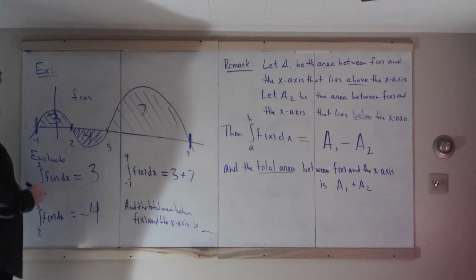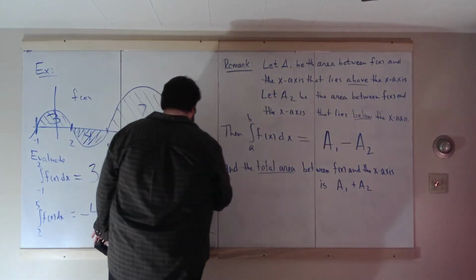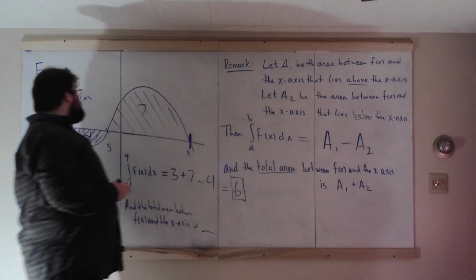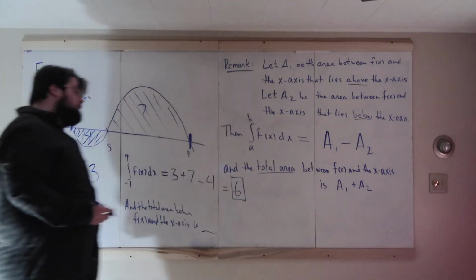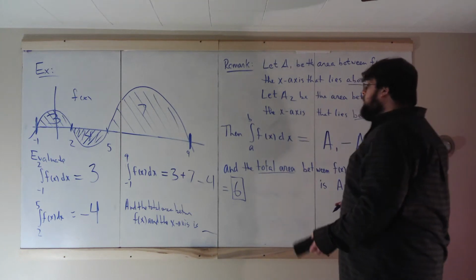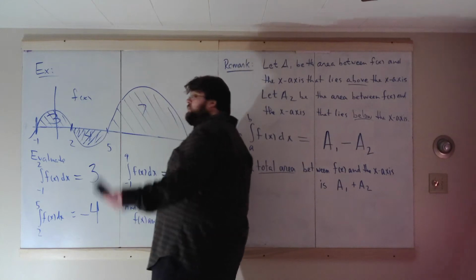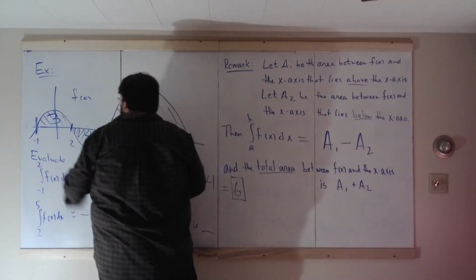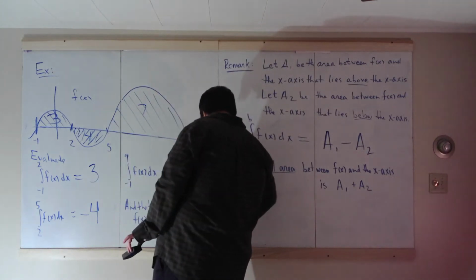Areas below the x-axis are negative. What's below the x-axis? A 4. So we have 3 and 7, and a -4, which makes 6. And the total area is just all of those numbers added together, treating this as a positive. Total area is different from the definite integral, unless it's always positive. So the total area would be 3 plus 7 plus 4, which is 14.